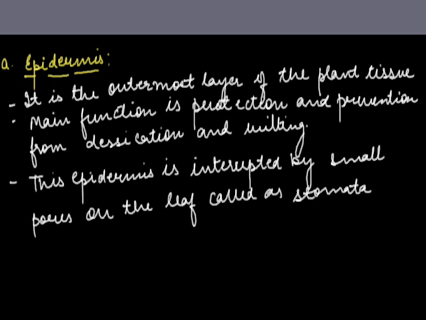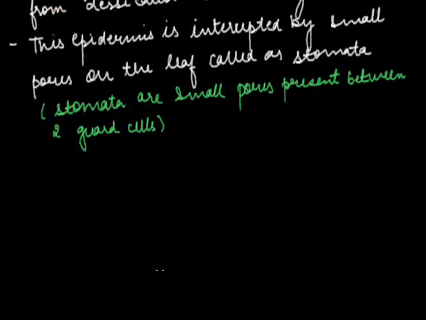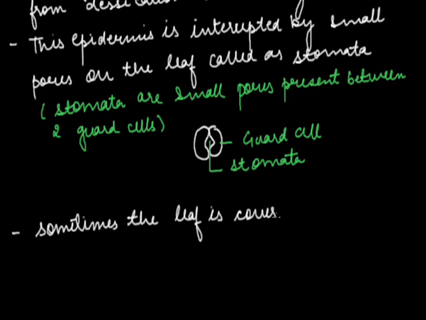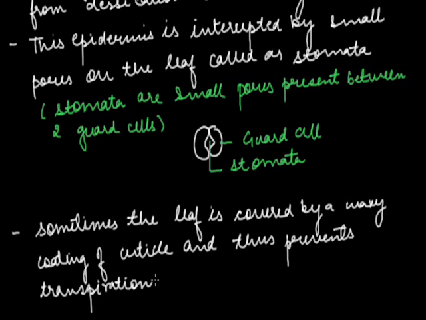Now, what is the function of the stomata? Stomata are small openings present between two guard cells. The function of the stomata is the exchange of gases. These are the guard cells, and this opening is called the stomata. Sometimes the leaf is covered by a waxy coating of cuticle and thus prevents transpiration. This is all about the epidermis.